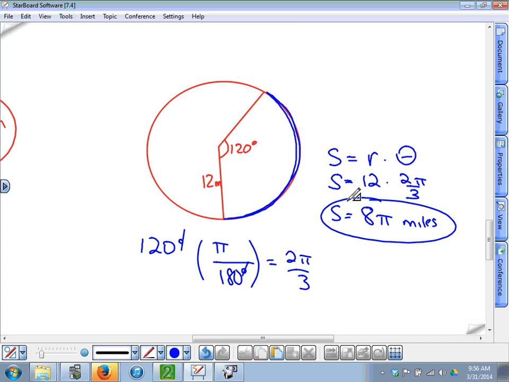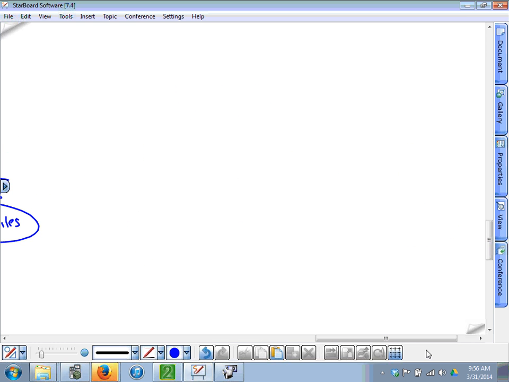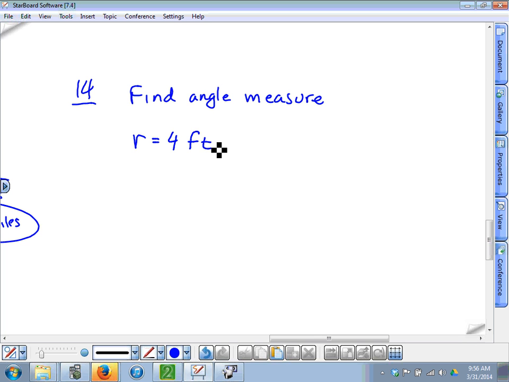Okay, 14 is a little different. Let me help you guys with 14. 14 says find the angle measure of the arc. I've given you a radius of 4. I mean 17, not 14. Sorry, 17. I've given you a radius of 4 feet, and I've given you S of 10.8 feet.